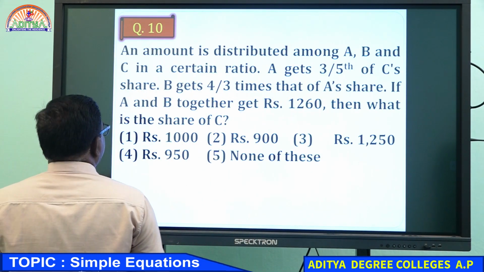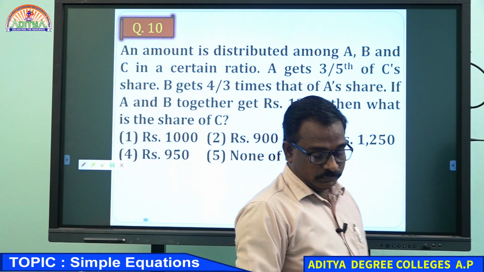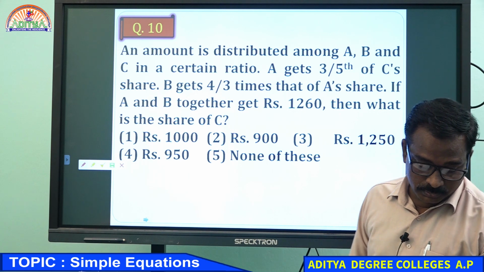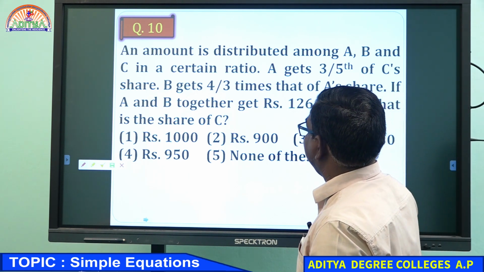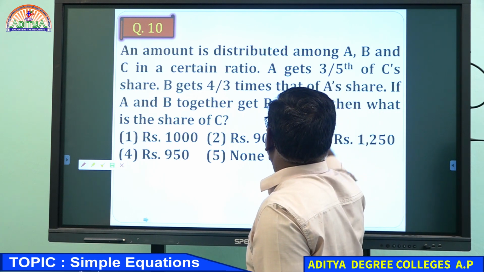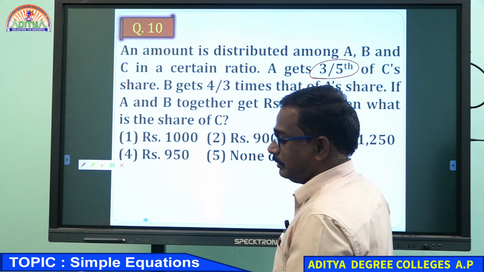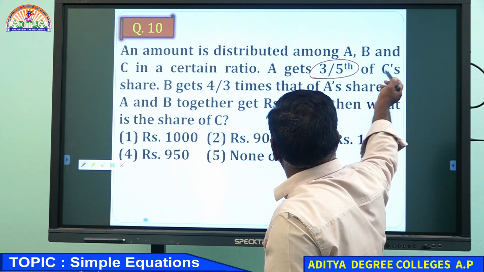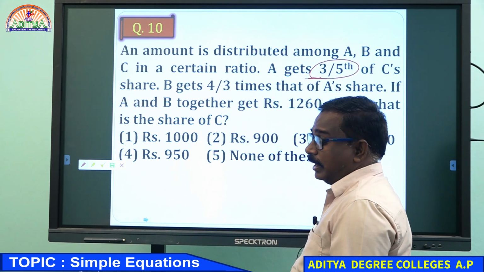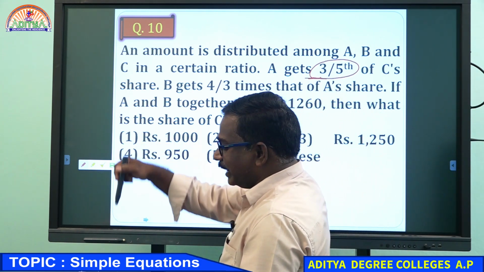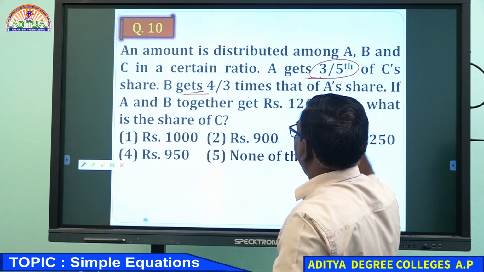Next one. Just see what is given there. An amount is distributed among A, B and C in a certain ratio. A gets 3/5 of C's share. How much is C getting? In that 3/5, A is getting. That is one condition. And the second condition, B gets 4 times that of A's share.